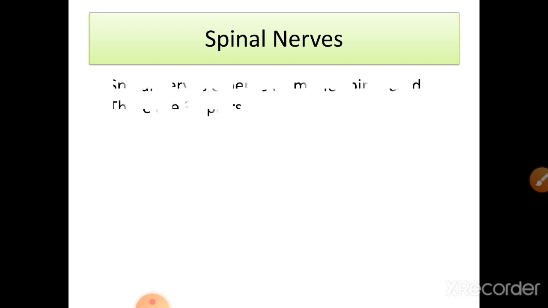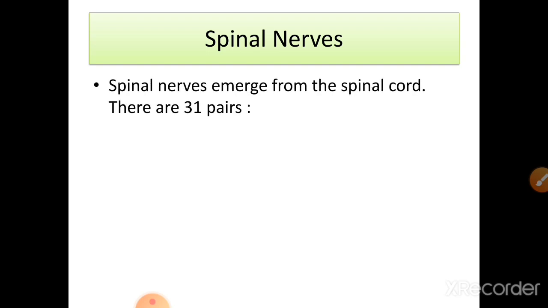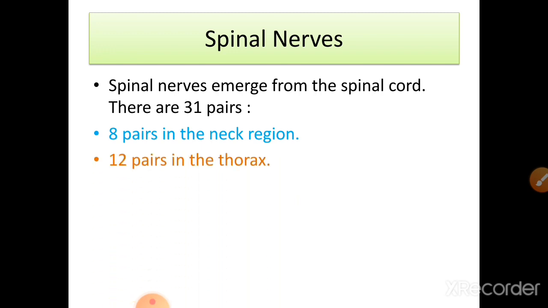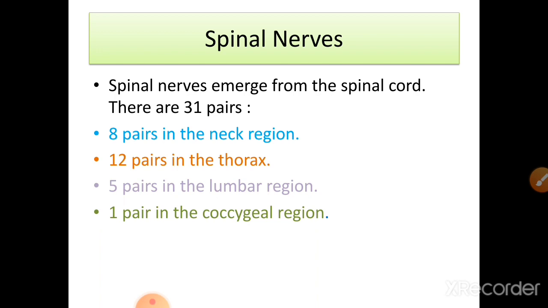All right, so next we have spinal nerves. So what are spinal nerves? Spinal nerves emerge from the spinal cord. From the name itself, you can say it emerges from the spinal cord. Okay, so there are 31 pairs of spinal nerves. Number 1, 8 pairs in the neck region. Number 2, 12 pairs in the thoracic region. 5 pairs in the lumbar region. 1 pair in the coccygeal region. Alright, that is the tailbone part. Alright, so let us see the position of these nerves.